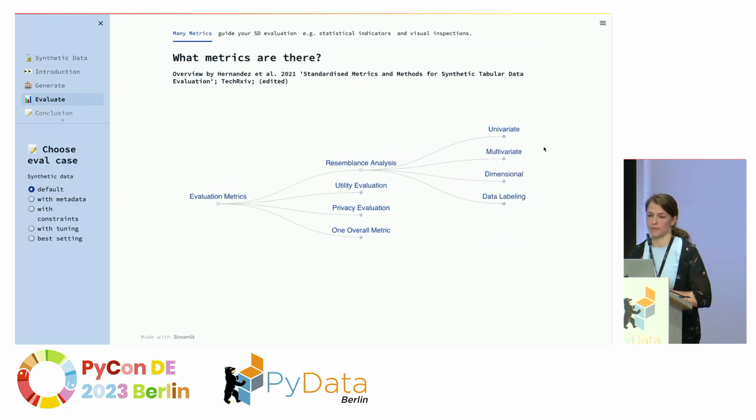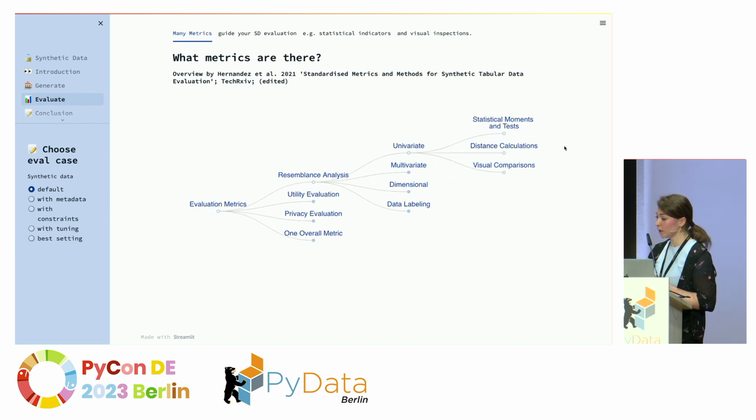Digging a bit deeper into the statistical and resemblance analysis, you can do univariate comparisons, multivariate comparisons, dimensional comparisons, looking at how they react when you do dimension reduction techniques, and data labeling, which is essentially doing what the discriminator already does, meaning just trying to distinguish between the real and synthetic versions, and you can see how this performs. And we're going to be looking into some statistical tests and into the visual comparison, because it's quite an intuitive way to see how the quality is.